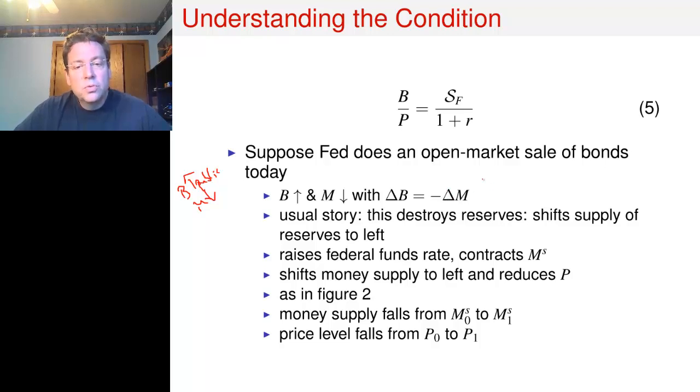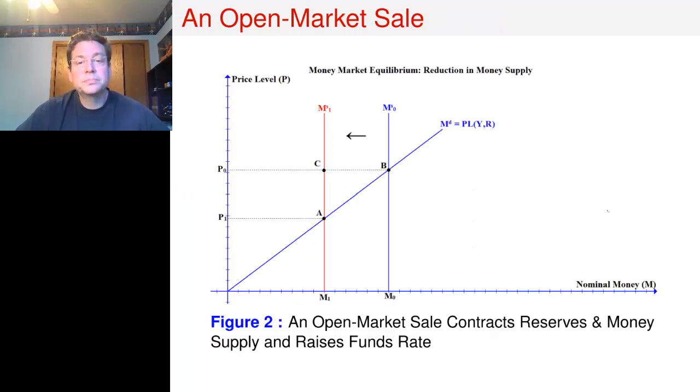Now this will generally raise the federal funds rate, and it contracts the supply of money. Okay, so that would then shift the money supply to the left and reduce the price level. And that's what is depicted here. We're looking at the money market. The price level is getting determined. It's on the vertical axis. Initially, we are, for some reason, in point B.